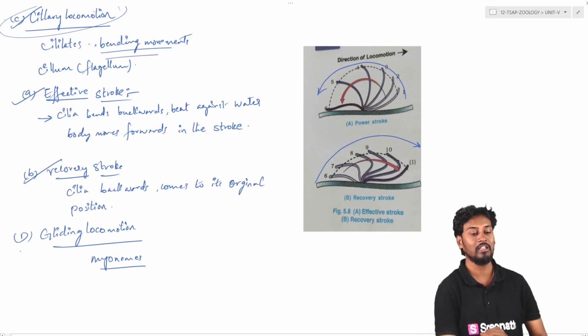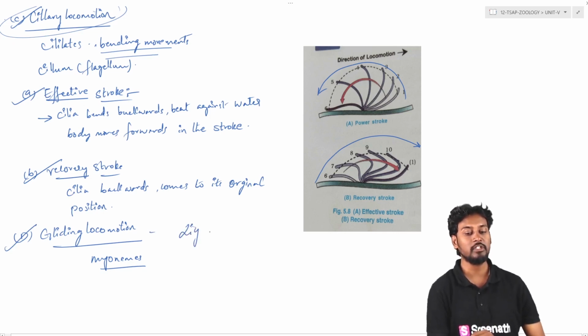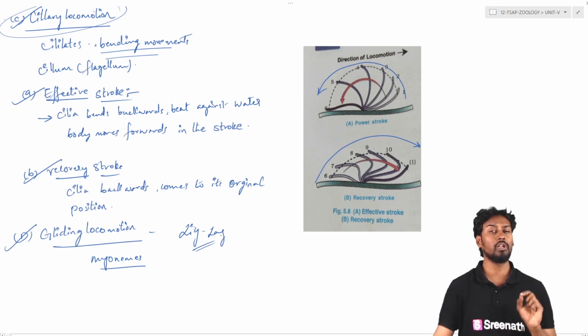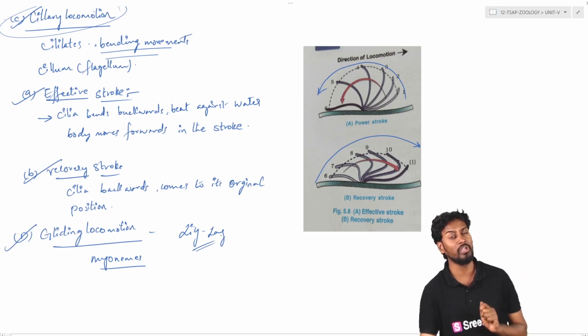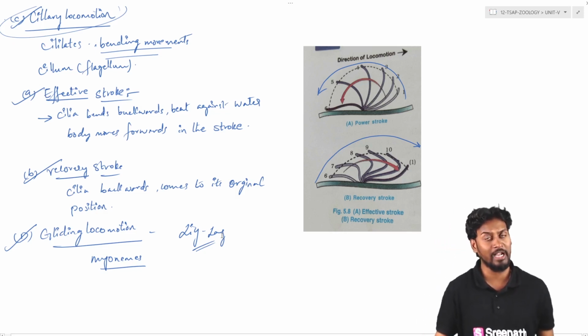And the final thing is about gliding locomotion. In case of gliding locomotion, it is generally seen in smaller organisms, or very minute microscopic protozoans, or the ones which show zigzag movement. The organisms which show the zigzag movement do so as a result of the gliding locomotion.